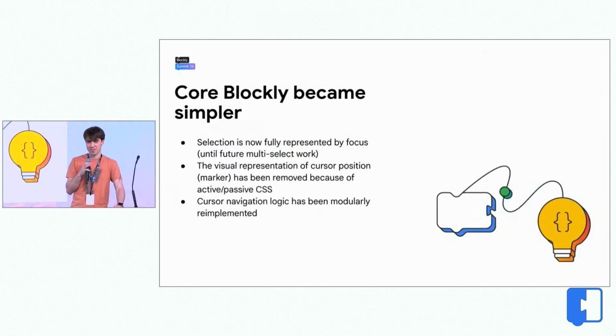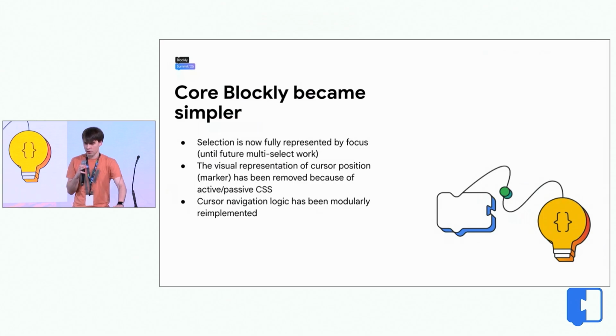As with any system, there are things that get easier and things that get harder. As for what has gotten easier, because we have this notion of what is the current thing that matters for user input, for user interaction, the internal implementation for selection actually got a lot simpler. It actually doesn't really exist anymore. It's just abstracted away to focus.